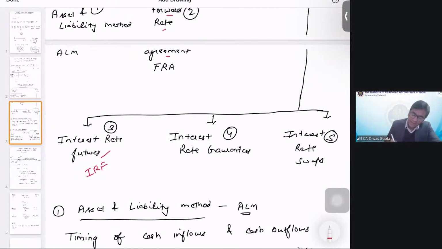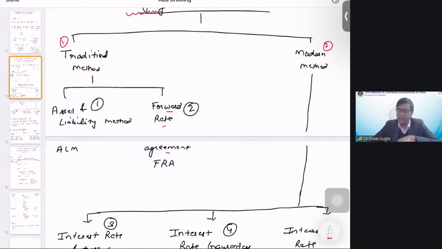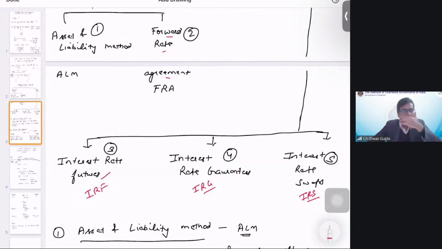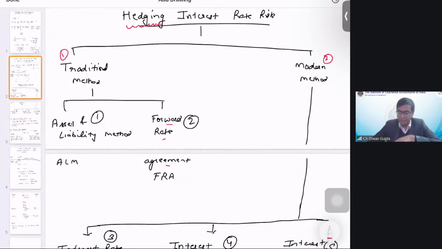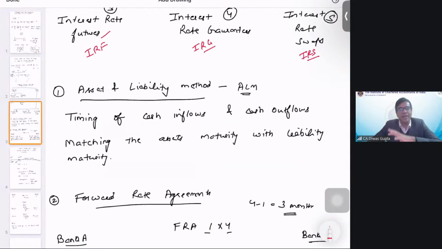Then there are interest rate guarantees, IRG. And then there are interest rate swaps, which is IRS. So these are all different instruments that come under the modern methods. With all of these concepts or instruments, the underlying idea is one: how can we get to interest rate risk management. Now let's discuss these methods in detail.